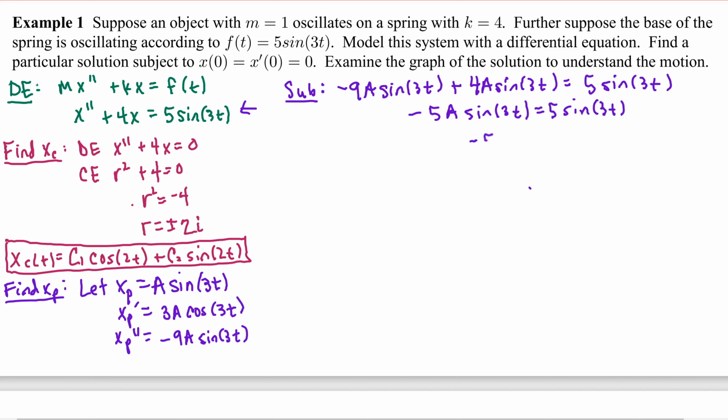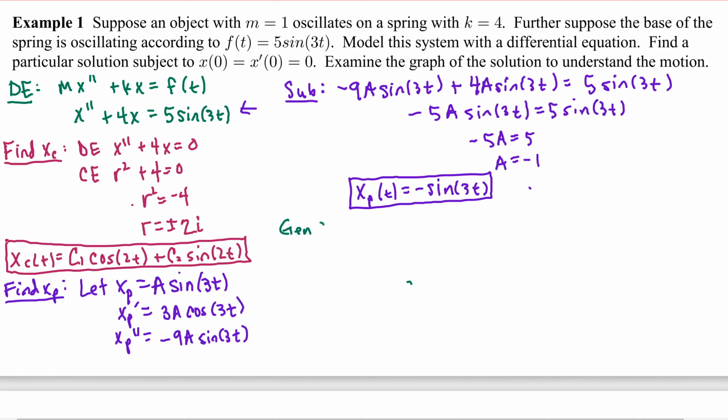We can equate corresponding coefficients here, so it looks like a should be negative 1. So our particular term, x sub p of t, is negative 1 sine of 3t. So we will add this to our complementary function and express our general solution. We will obtain the function x of t equal to the complementary function, c sub 1 cosine of 2t plus c sub 2 sine of 2t, plus x sub p, which is minus sine of 3t.